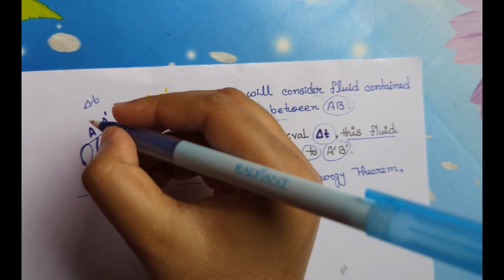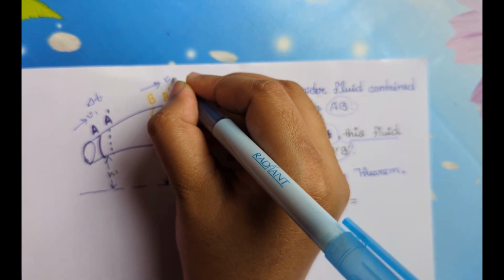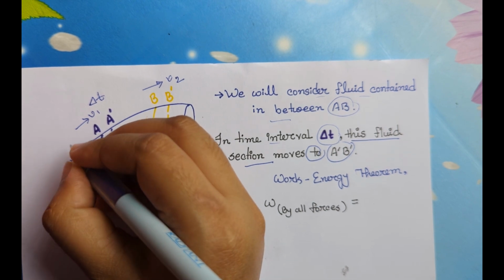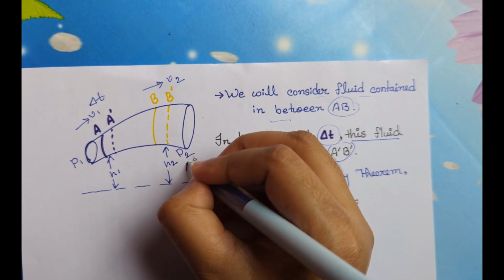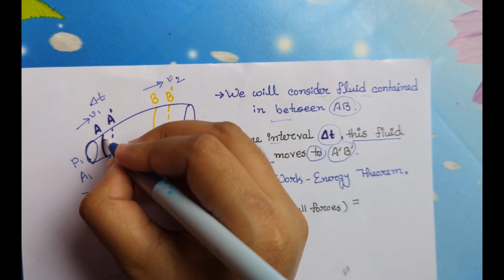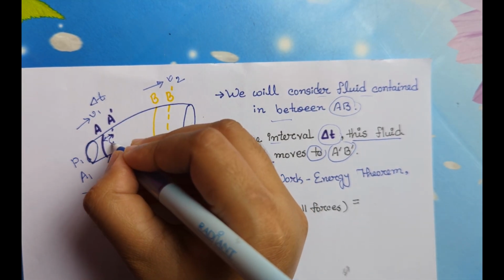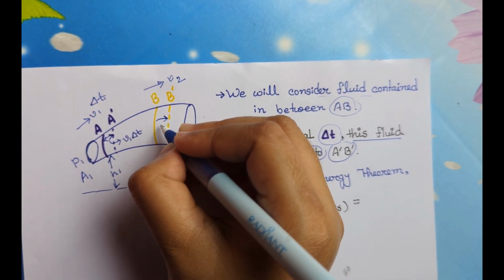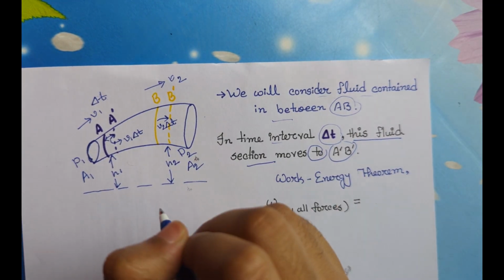Here there must be a velocity v1, and for this portion the velocity will be v2, the pressure of this point will be p1, and the pressure for this point will be p2. The area of this point is a2, the area of the first point is a1, and the distance which the fluid travels in del t time will be v1 del t here and v2 del t here. This is the moving distance of the flowing fluid.